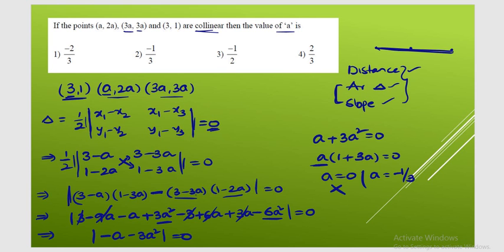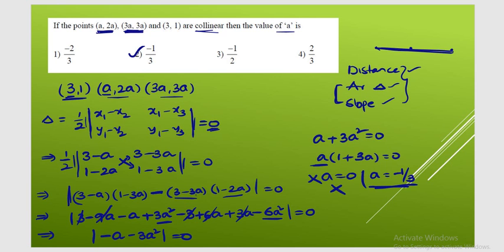See, this is not at all possible. A is equal to 0 is not at all possible, because here in both the vertices, if you keep a is equal to 0, then these two vertices will coincide, right? So both the vertices will be the same, 0 comma 0, which is not possible. That means a is equal to 0 is not the case. Then the only possibility is a is equal to minus 1 by 3. So the answer is minus 1 by 3.